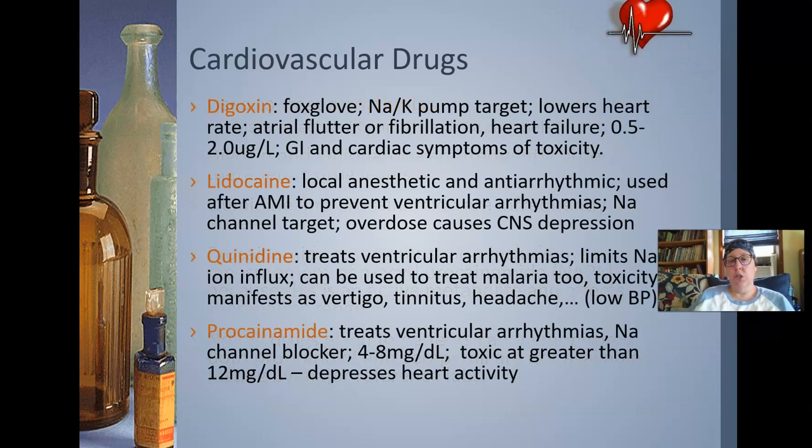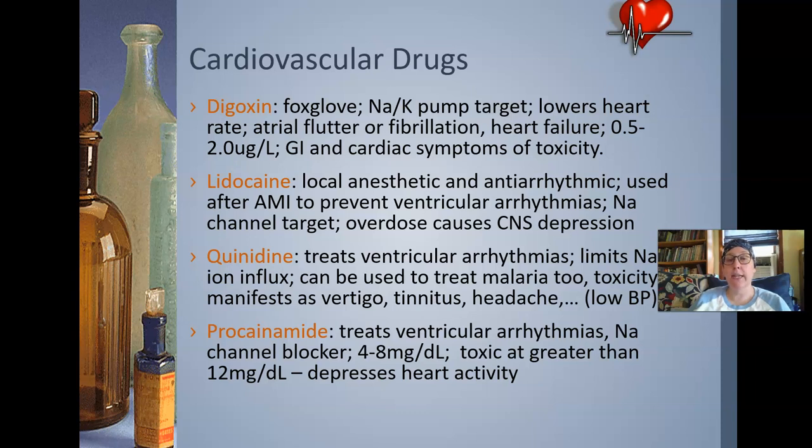All right, now the cardiovascular drugs. So we have digoxin. This is from the foxglove plant. Too much of it can be fatal, because that is a poison, really. And it targets the sodium-potassium pump. It lowers your heart rate. It treats atrial flutter or atrial fibrillation. And it's a treatment for heart failure. You can't reverse heart failure, but it's one of those maintenance drugs. The therapeutic range is 0.5 to 2.0 micrograms per liter, which is a very small and narrow therapeutic range. And if the patient has too much, you will see GI and cardiac symptoms of toxicity.